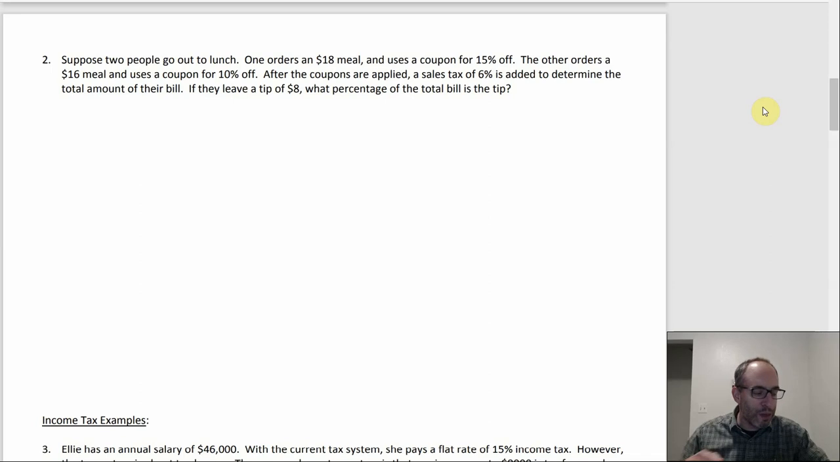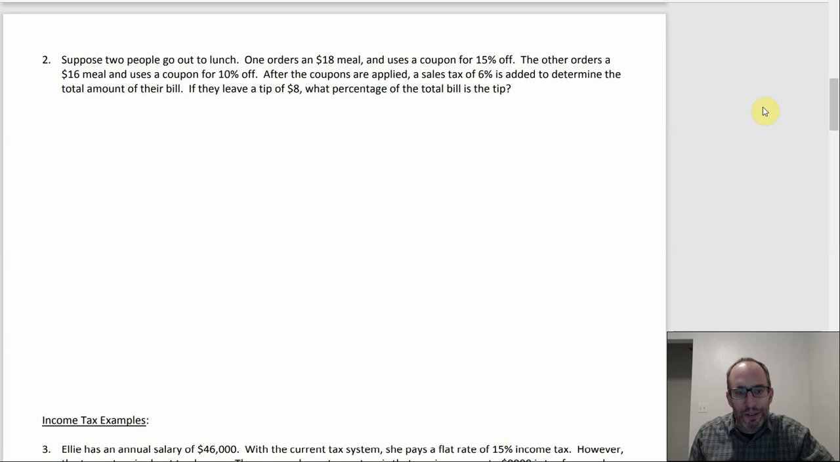All right. So I think what we should do is just do things in the order that they'd be applied. So the coupons get applied before the sales tax, and then the tip is related to the total bill at the end. So we're not even going to worry about the tip for a while at all. First things first, discounts. That happens prior to the sales tax, so we have to do that first.